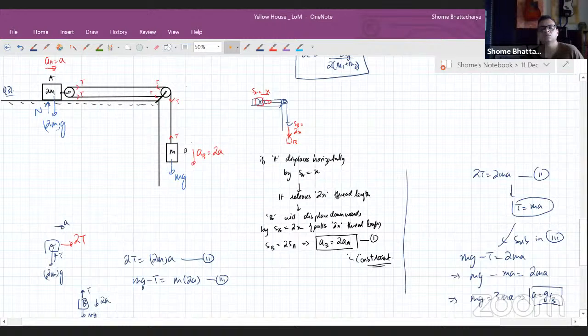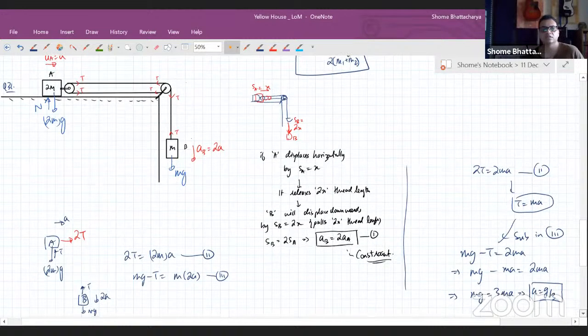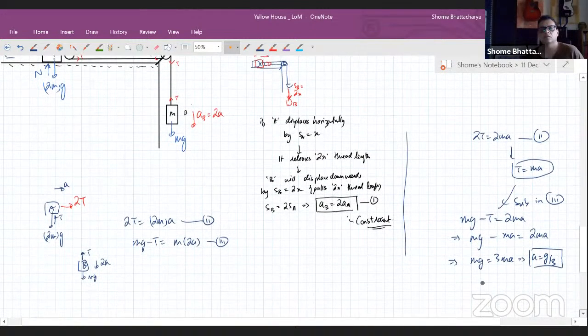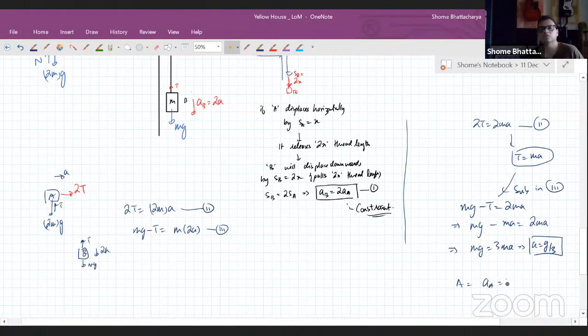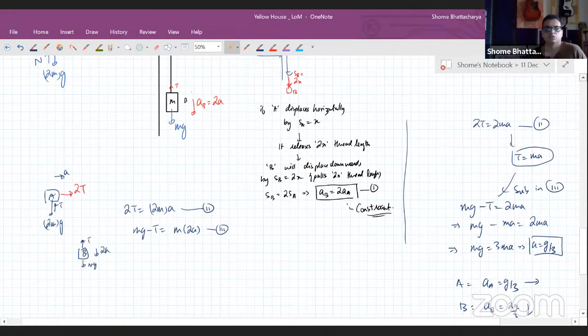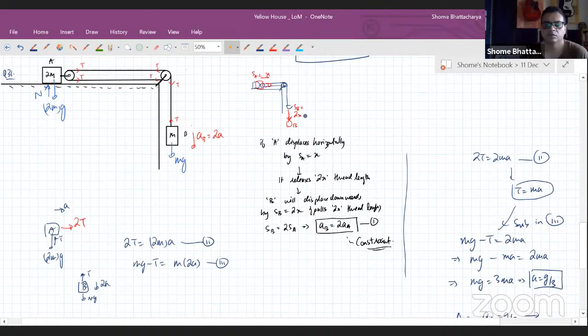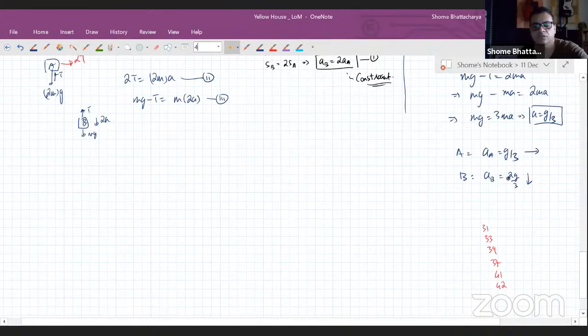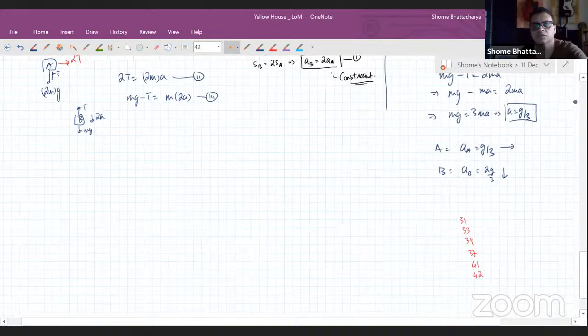So a is equal to g by 3 further means that the block A will have an acceleration of g by 3 horizontally like this, whereas the block B will have an acceleration of 2g by 3 because it will be 2a and downwards. So these are the accelerations. So make a note of this first, then we will look at the second part of the question where you have to find the reaction force at the clamp again. So we'll discuss that also.